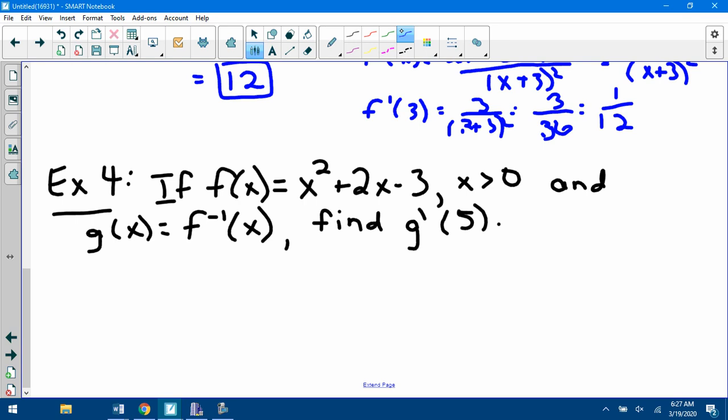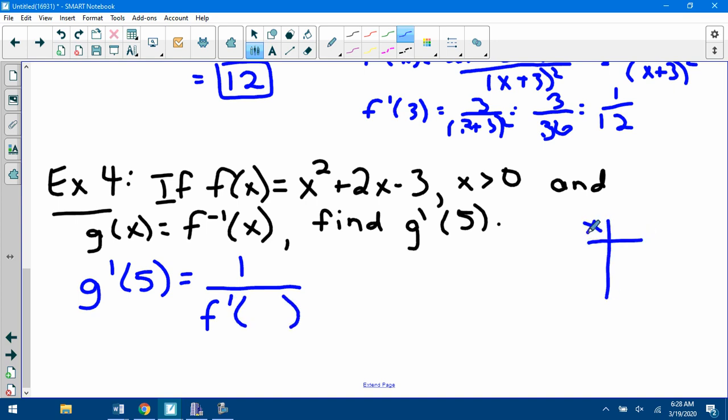Okay, so we're back to that scenario where to find the inverse would not be easy. Switching x and y means I'd have to complete the square, blah. So if I want to find g prime of 5, I know that's going to equal 1 over f prime of something. The 5 is the f of x value. It's an x value of the inverse, so it was a y value of the original. We've got to find the x value that goes with it.